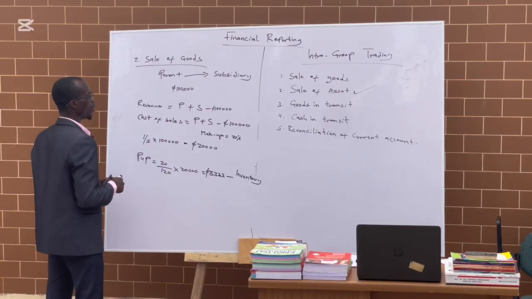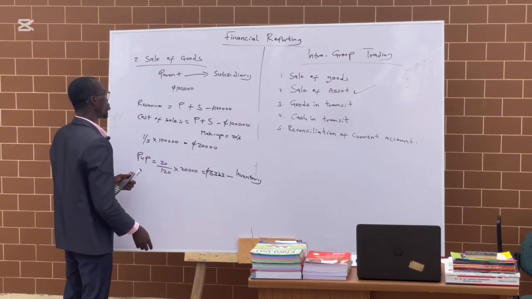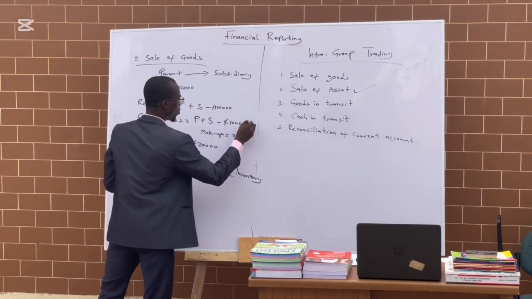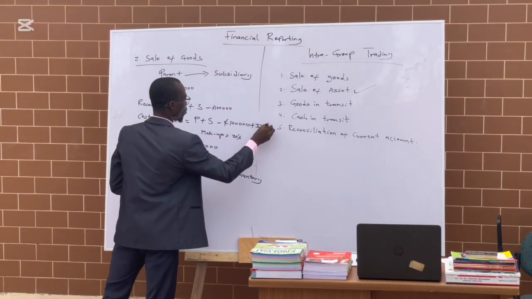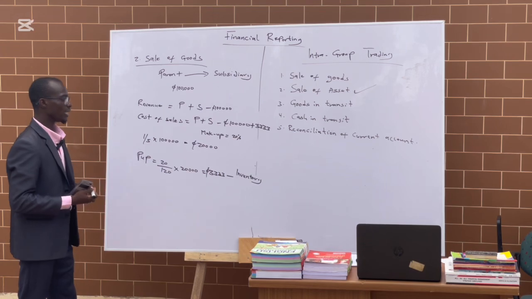Then the next thing is that you also take this same figure to the cost of sales and go and add it. So you go and add it to cost of sales.